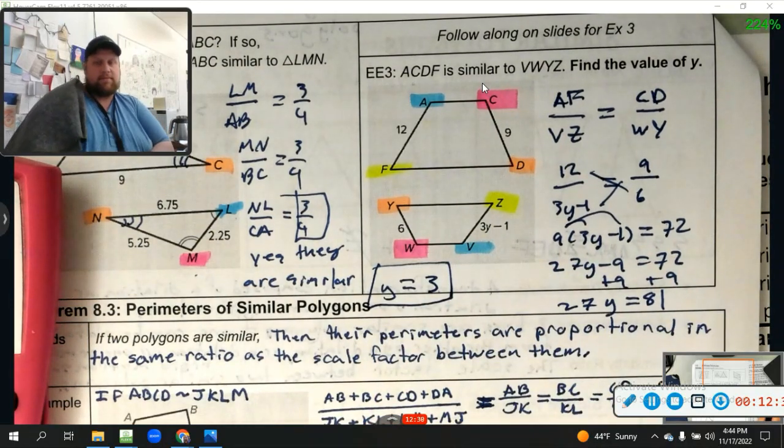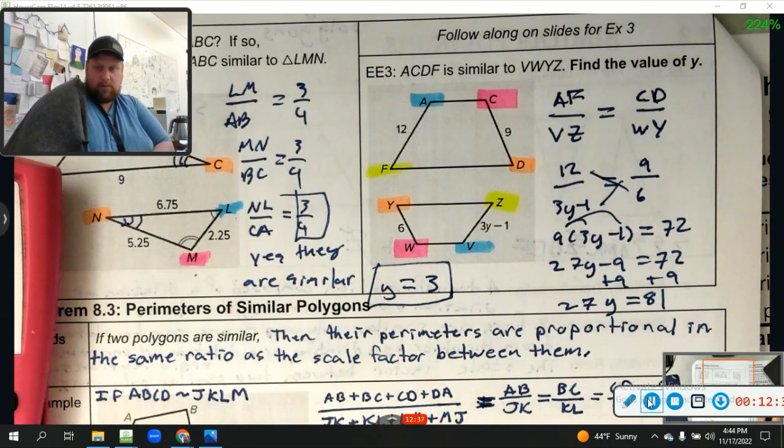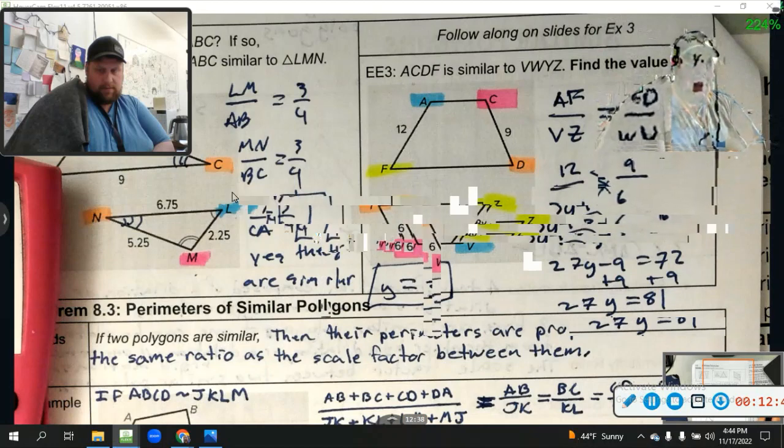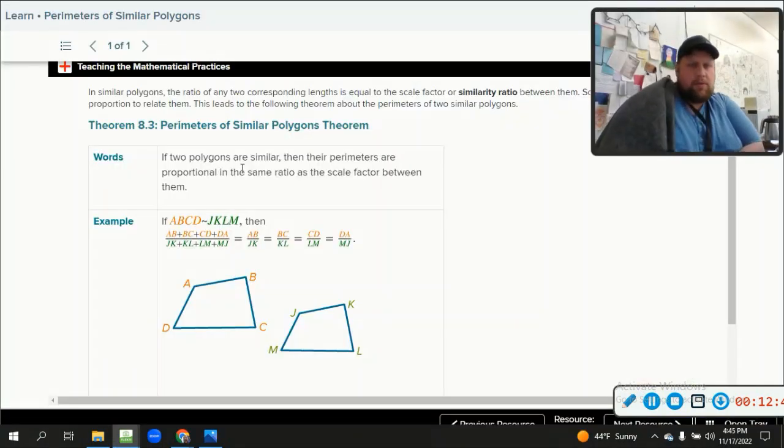If I add up all the sides of ABCD, and I add up all the sides of JKLM, that ratio is the same as AB to JK, which is the same as BC to KL, which is the same as CD to LM, which is the same as DA to MJ. All right? Go ahead, take a minute, pause this, write it down, and then we're going to go finish up with our last question today.